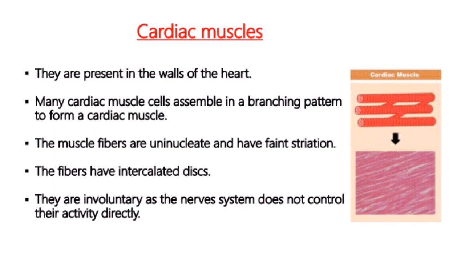Cardiac muscles are also involuntary in action. They are present in the walls of the heart. Many cardiac muscle cells assemble in a branching pattern to form a cardiac muscle. The muscle fibers are uninucleate and have faint striations. The fibers have intercalated discs. They are involuntary as the nervous system does not control their activity directly.